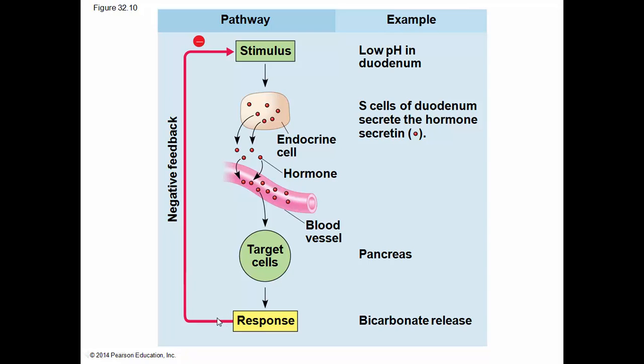So then that is the response, and it reduces the pH of the chyme. Now, if that pH is still low, then it will cause that stimulus to go over and over again until enough bicarbonate is released to where the duodenum senses that it's at the proper pH level. Until that pH level is reached, that response and stimulus is going to go over and over again, releasing bicarbonate from the pancreas.